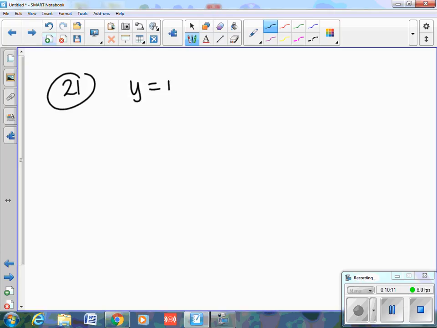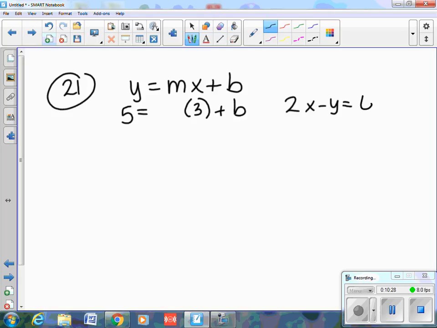y equals mx plus b. In place of x, you put 3. In place of y, you put 5. And we're going to find b, but we still have to find m. So I'm going to go over here and do 2x minus y equals 6. So 2x minus 6 equals y. If it's parallel to it, I would have put a 2 in there. But since it's perpendicular to it, I got to put a negative 1 half in there instead.